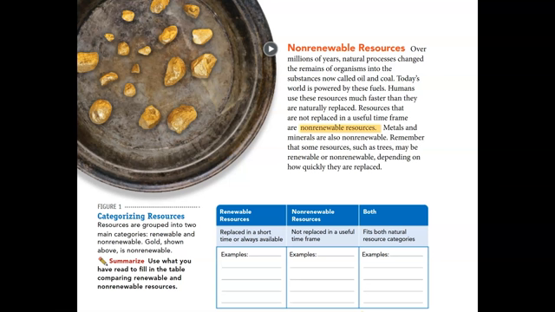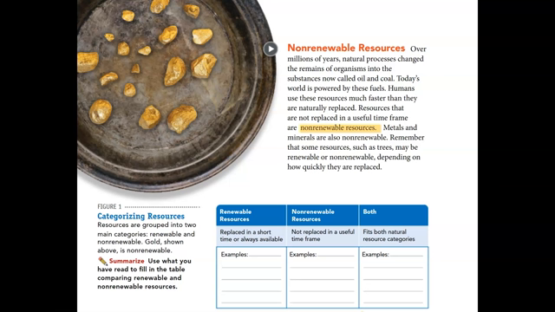Over millions of years, natural processes changed the remains of organisms into the substance now called oil and coal. Today's world is powered by these fuels. Humans use these resources much faster than they are naturally replaced. Resources that are not replaced in a useful time frame are non-renewable resources. Metals and minerals are also non-renewable. Remember that some resources, such as trees, may be renewable or non-renewable depending on how quickly they are replaced.